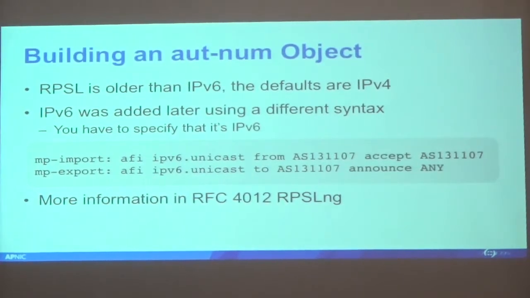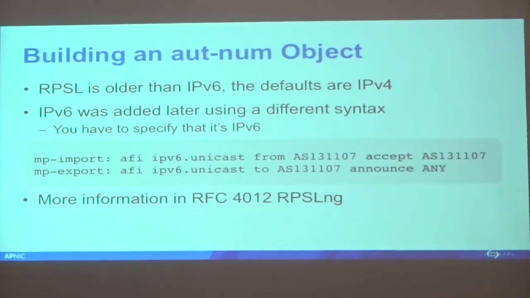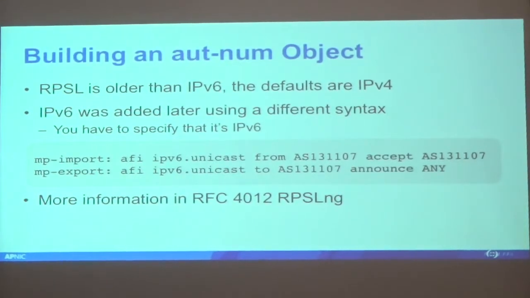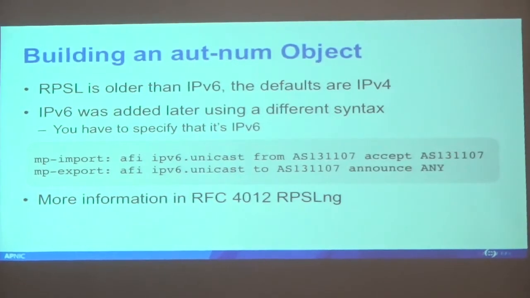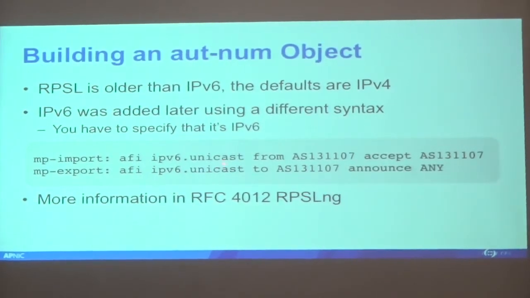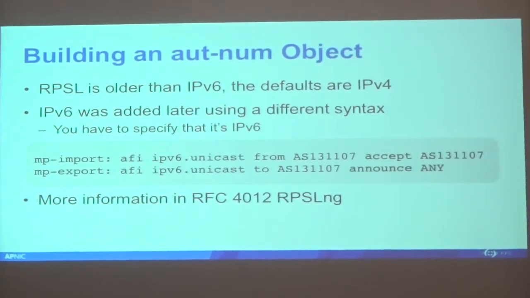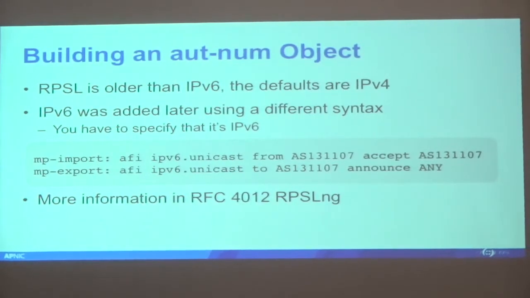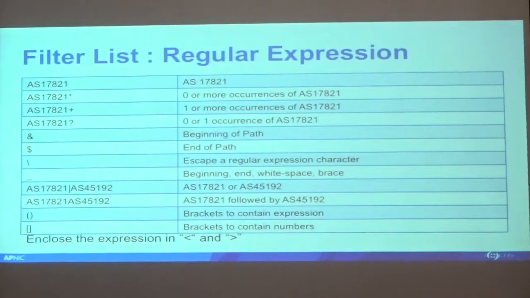From this network, accept your policy. Or for export going to that network, announce this. So everything else from here, I would say, is the same as the previous slides, but you always have this. Just don't forget that. It's a little bit different. That's based on RFC 4012 or RPSLng, basically to allow v6 addresses there too.